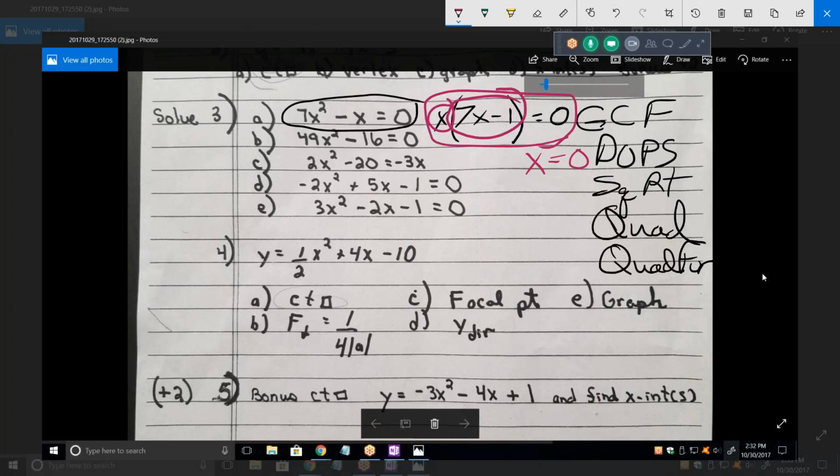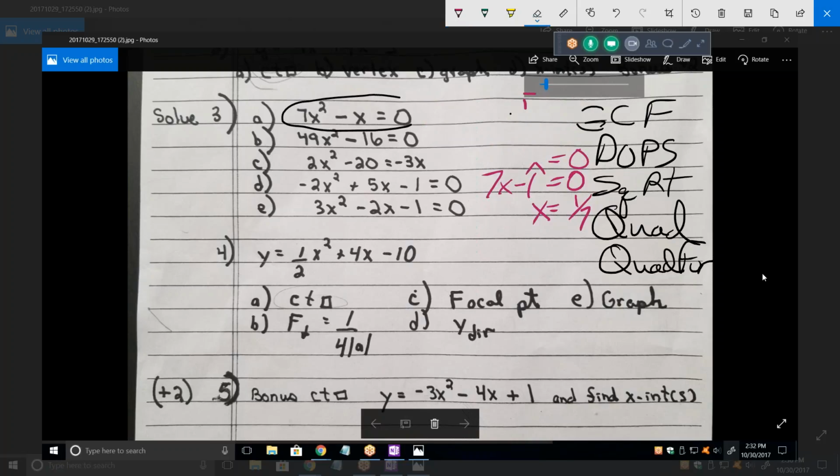Tell me what it is. I don't know from A or B. I know from x and 7x minus 1. So 7x minus 1 equals 0. Solve that. And then we add 1 to the other side. And then we have 7x equals 1, divided by 7. And we have x equals 1 over 7. Okay, that's the answer to that first one.